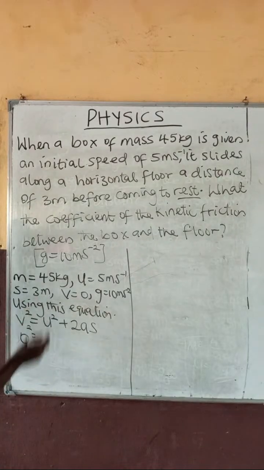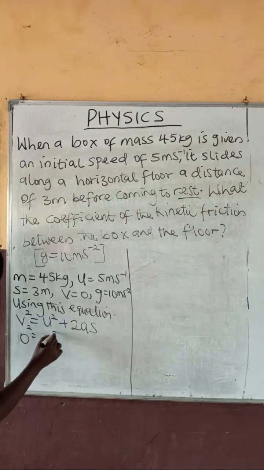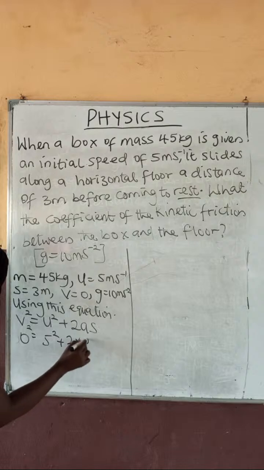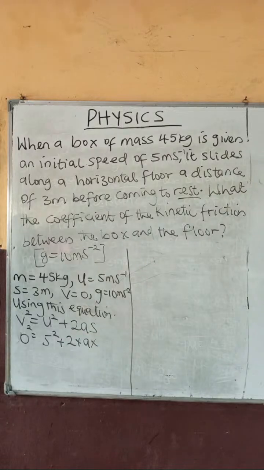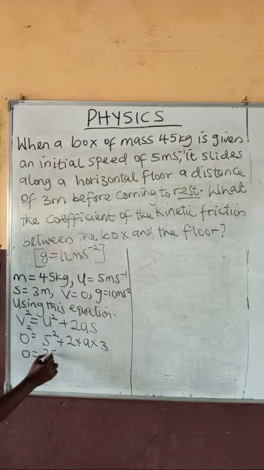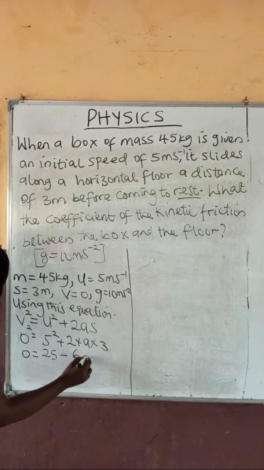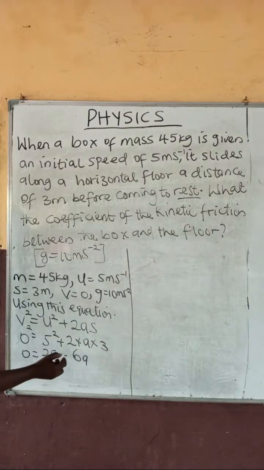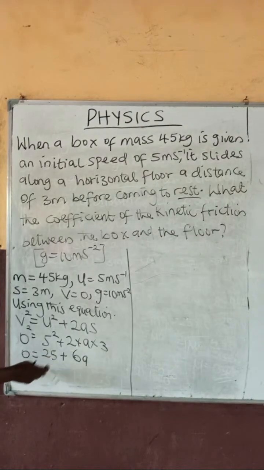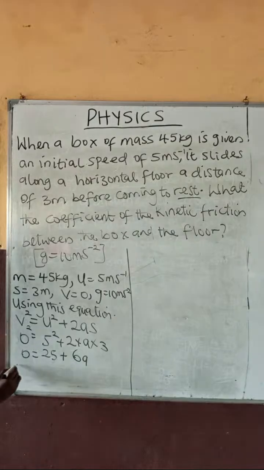0 is equal to my initial velocity 5 squared plus 2 times a times distance, which is 3, okay? Now this is 0 equals 5 squared, which is 25, minus 2 times 3, which is 6. Sorry, this is plus. I will take this to the other side. I have minus 25 is equal to 6a.